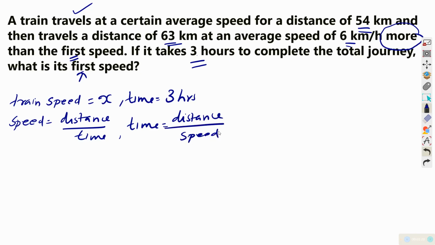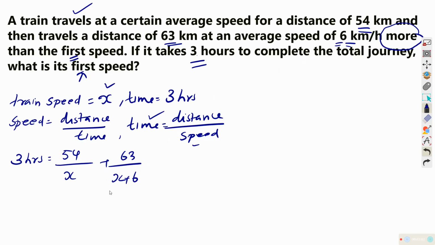So we will substitute the given data there. The time is given as 3 hours. Then the distance is 54 kilometers or 63 kilometers. So both will be having different time. Total time is 3 hours. Let me write that. The first phase, it is having a distance of 54 kilometer at the speed of x kilometer per hour. The second phase, it is having a distance of 63 km, but the speed is increased by 6 km per hour. So I will write x plus 6.